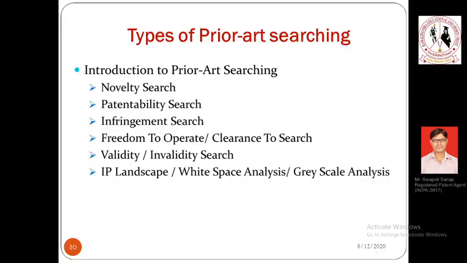So moving on, the most important type of search that we are going to see today are infringement search and freedom to operate search. Now, I would like to shift a bit of focus from the perspective of patent filing and patent drafting to infringement and freedom to operate search. Basically, novelty and patentability search are the only two searches that are really required to be done before the filing of a patent application.